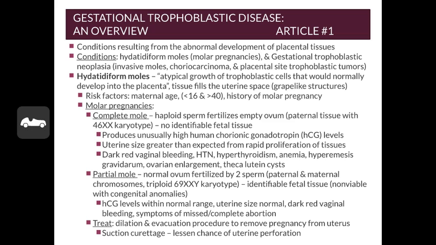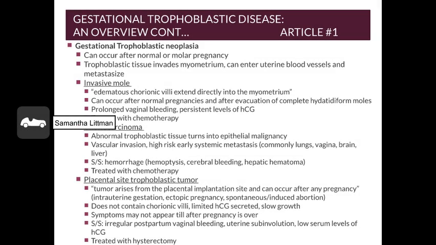Treatment for both of these conditions includes a dilation and evacuation procedure to remove the pregnancy and a suction curettage to lessen the chance of a uterine perforation. Gestational trophoblastic neoplasia is another condition under GTD. It can occur after a normal pregnancy or a molar pregnancy.